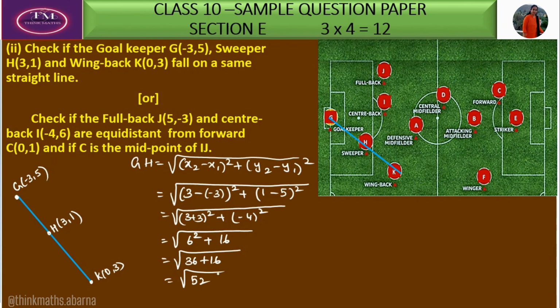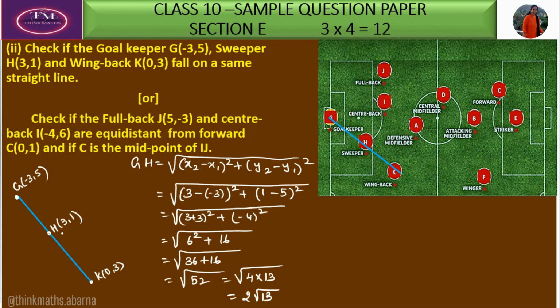So this 52 can be written as square root of 4 into 13. 4 into 13 is also 52. So this will be equal to square root of 4 is 2. So we have 2 root 13. So the value of GH is 2 root 13.